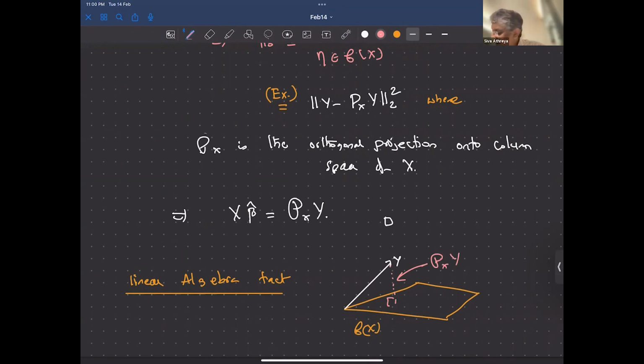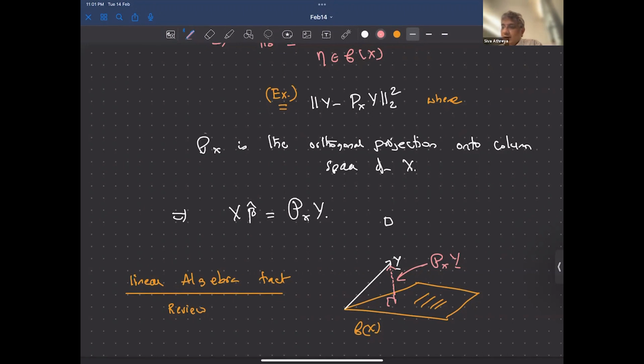That's what the result is. If you look at the geometry of it all, this is exactly what it is. Very cool. So that's the first linear algebra fact review that we did today. If you take a vector outside the column space of X and you want to find the closest vector in the column space of X to it, all you do is take the orthogonal projection of the vector onto the space, and that gives it to you. That's the pink vector.